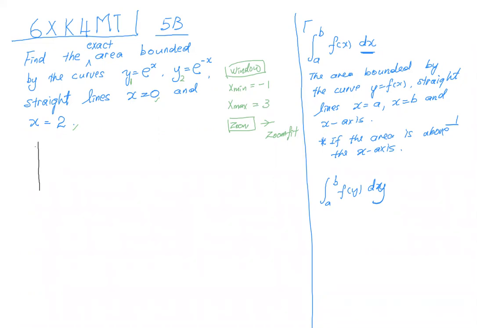Miss, when you mean straight lines x equals to 0 and x equals to 2, what does that mean? Okay, wait. You sketch the graph first.